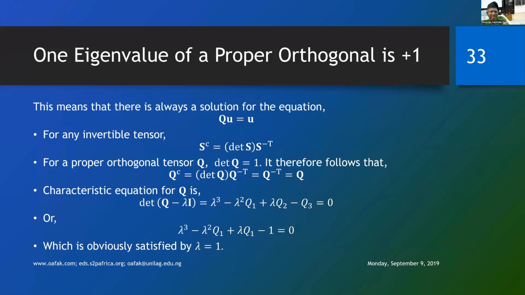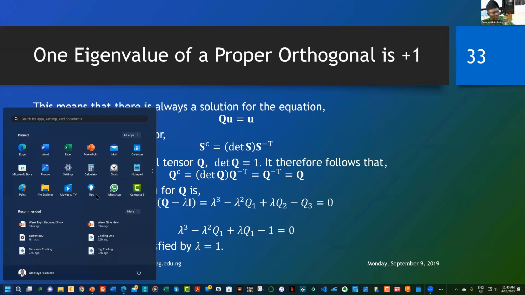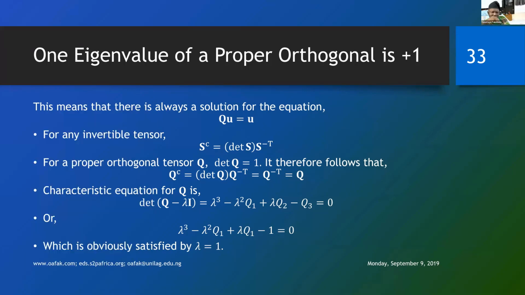So it therefore means that one eigenvalue of a proper orthogonal tensor is always 1. We will go into, let me see how much time we have to see whether we can go into eigenvalue today. No, we will not. So it means that QU is equal to U. There is always a solution for that.